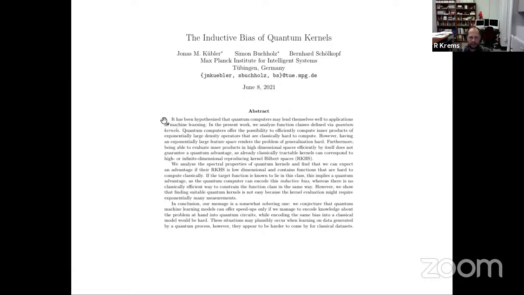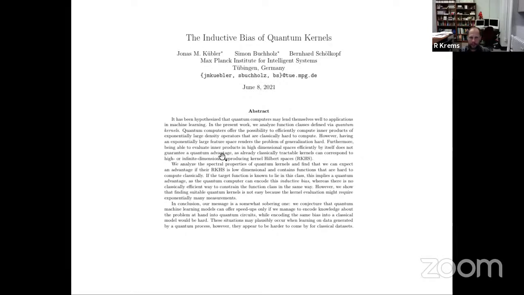It has been hypothesized that quantum computers may lend themselves well to applications of machine learning. In the present work, we analyze function classes defined via quantum kernels. Quantum computers offer the possibility to efficiently compute inner products of exponentially large density operators that are classically hard to compute. However, having an exponentially large feature space renders the problem of generalization hard. Furthermore, being able to evaluate inner products in high-dimensional spaces efficiently by itself does not guarantee a quantum advantage.